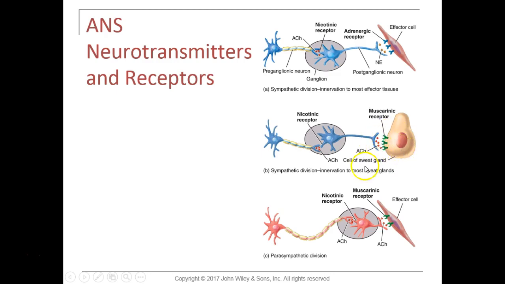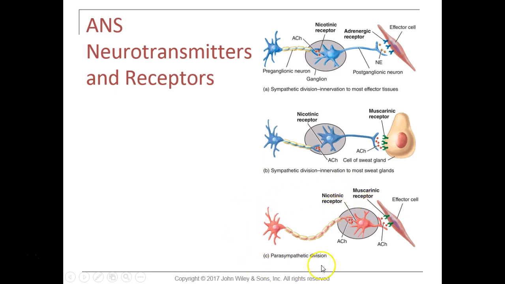So in this case, the preganglionic neuron releases acetylcholine, binds to nicotinic receptors on the dendrites in the cell body of the postganglionic neuron, which makes it fire off an action potential. It dumps out acetylcholine at its effector, and it binds to a muscarinic receptor. In this case, these muscarinic receptors are excitatory, and it makes us produce perspiration.